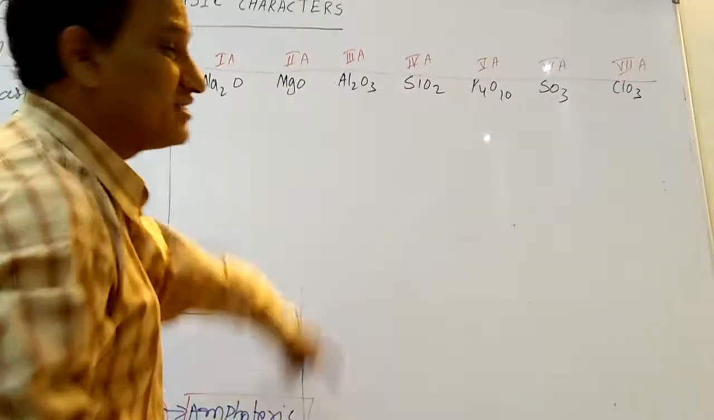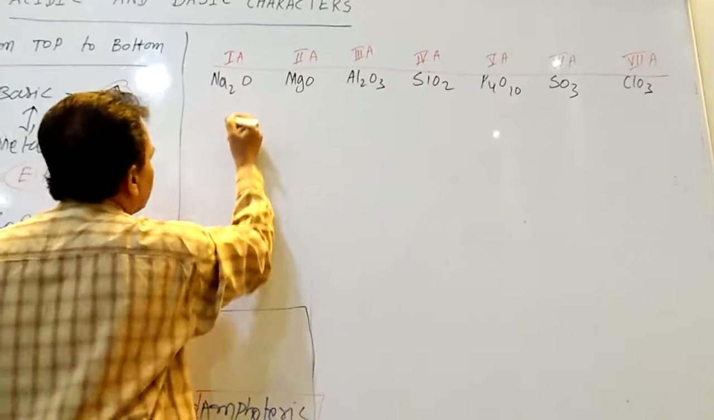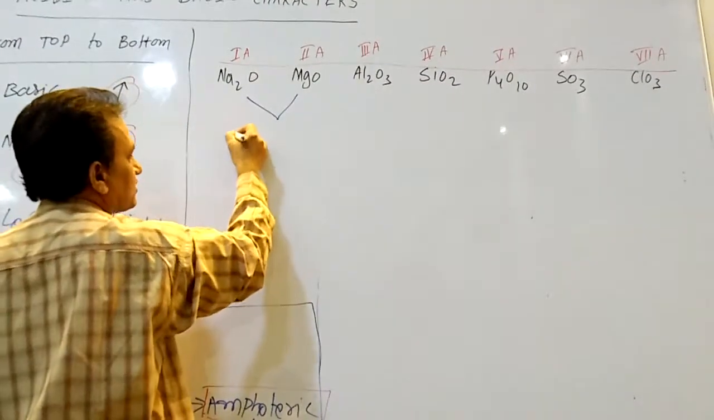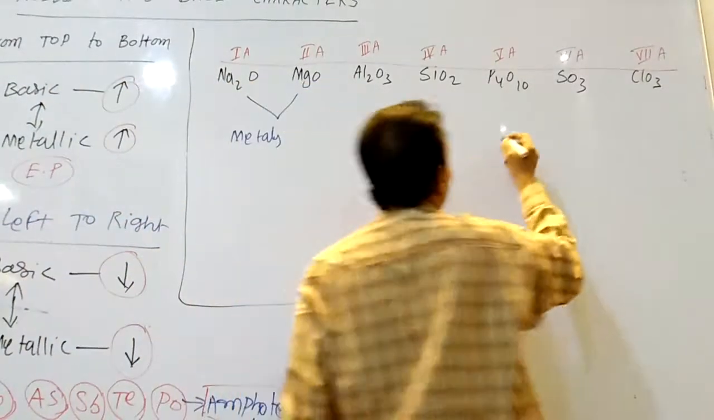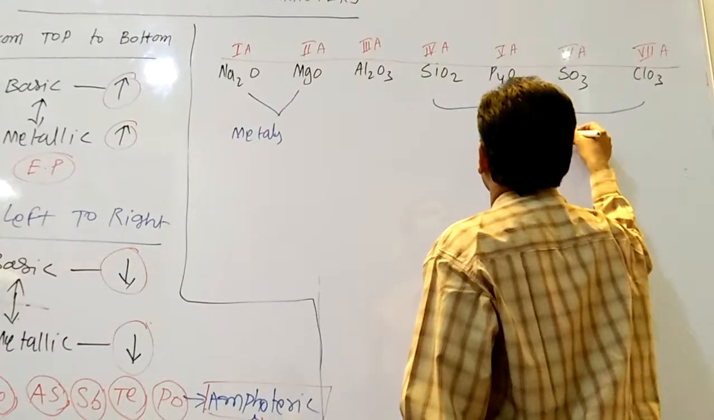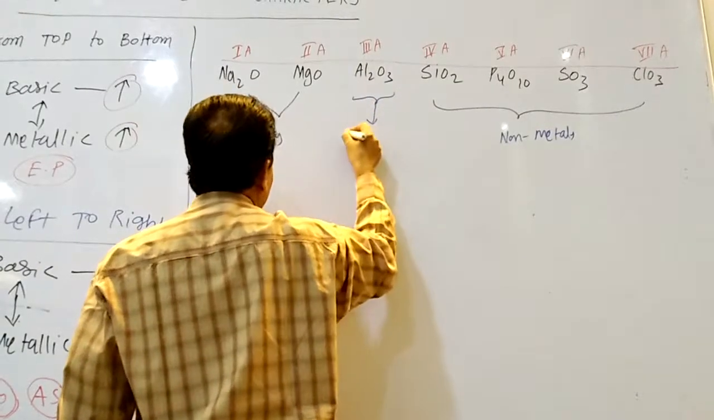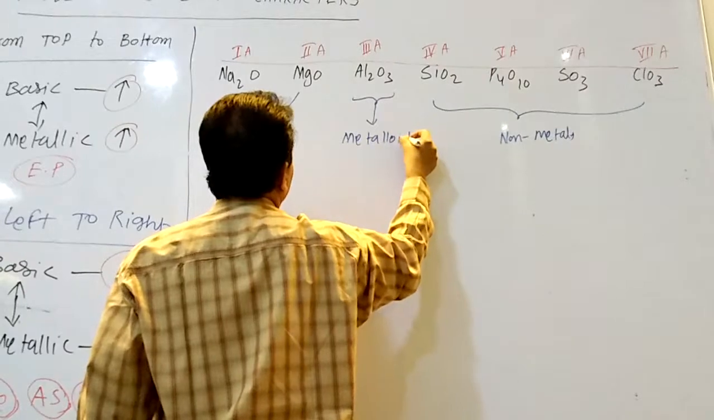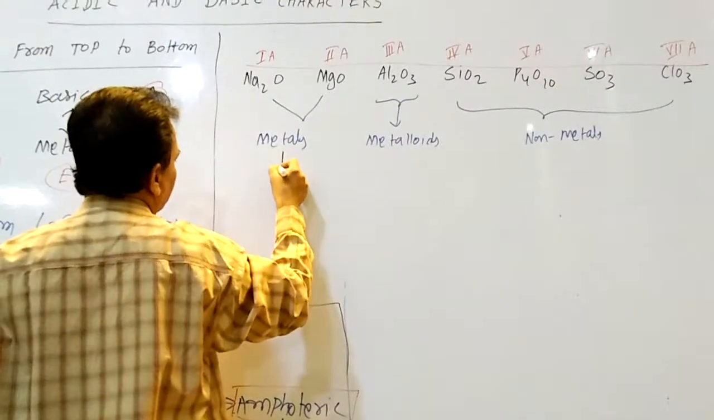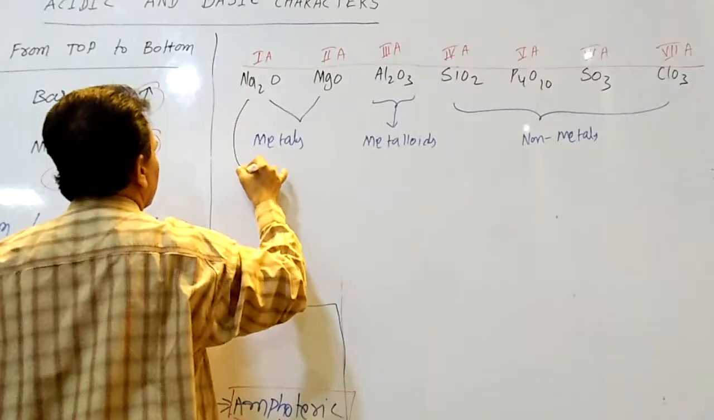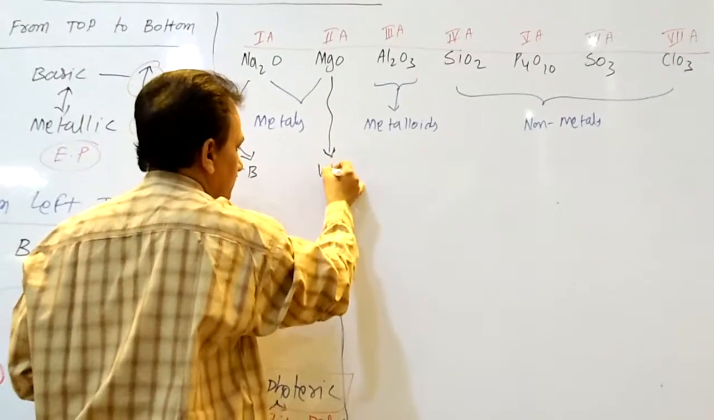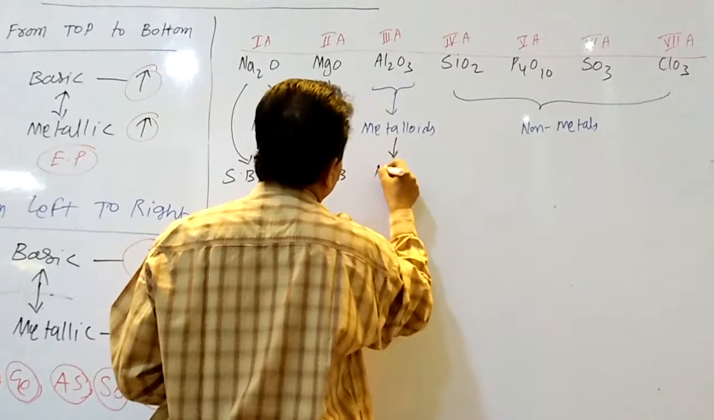See, moving from left to right, what is the character in this? Basic to acidic character. Sodium and magnesium, the first and second groups, are metals. These all are non-metals, and this one is a metalloid. When metals dissolve in water, what type of oxides are formed? Base is formed here. Na2O is a strong base and MgO is a weak base. Metalloids are amphoteric.